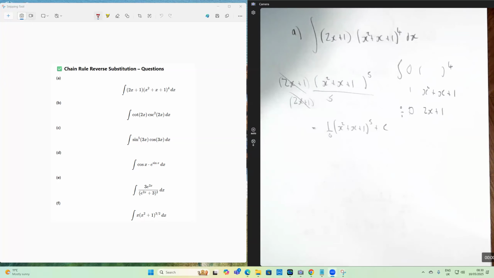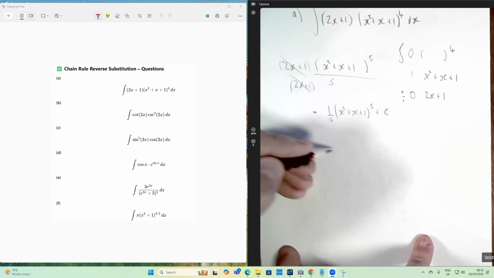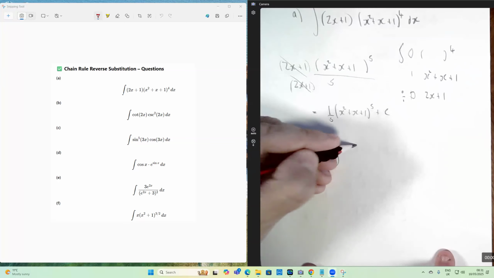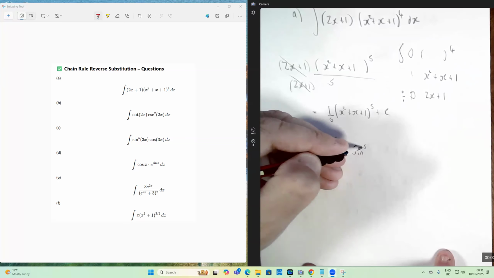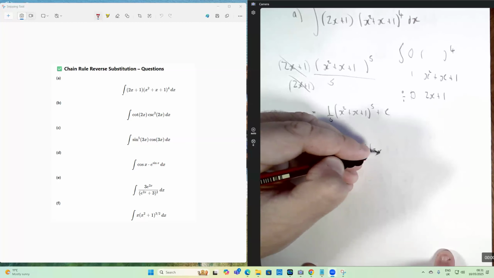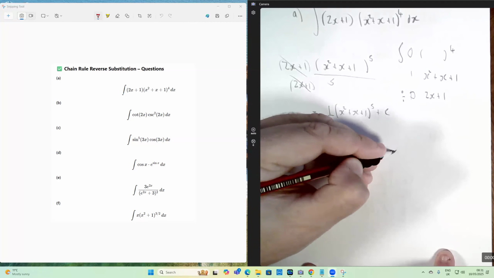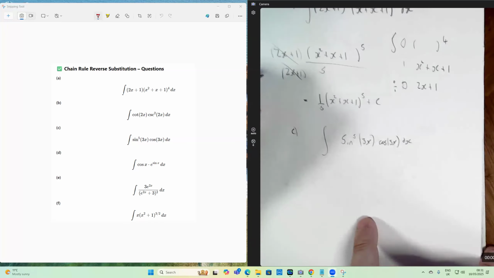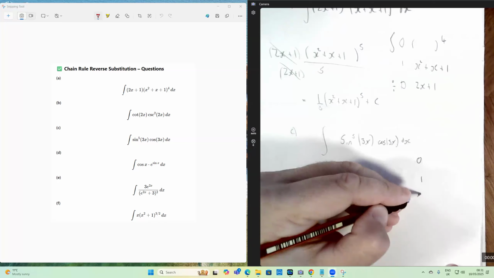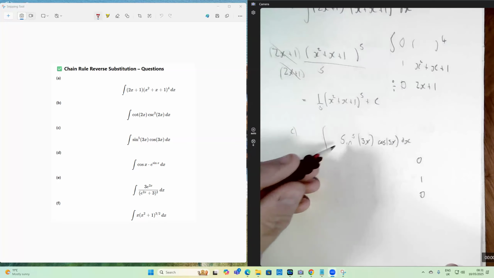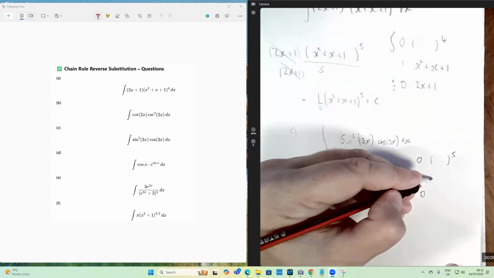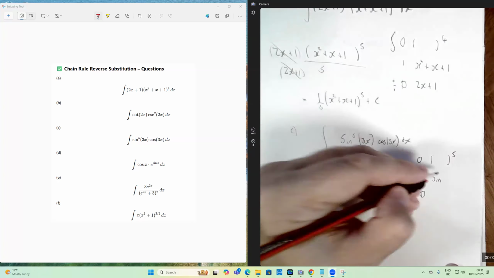Let's have a look at another one. Let's look at C. I'm just picking a random selection of these example questions. In this one, C, we have sine to the power 5 of 3x, cos 3x, dx. I'm going to have my outer, my inner, and my derivative. In this case, my outer is something to the power 5. My inner function is sine of 3x.